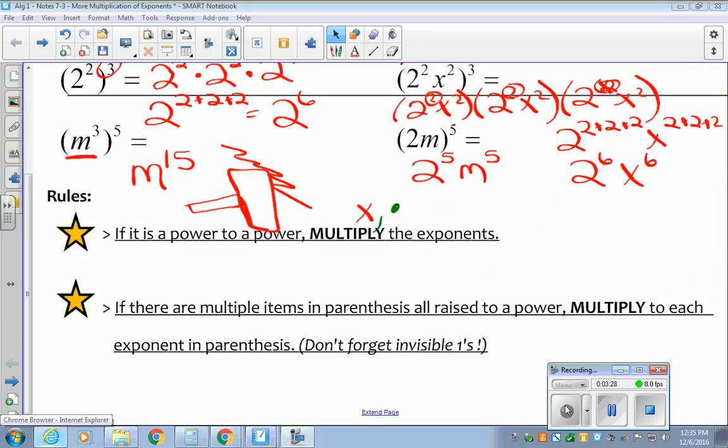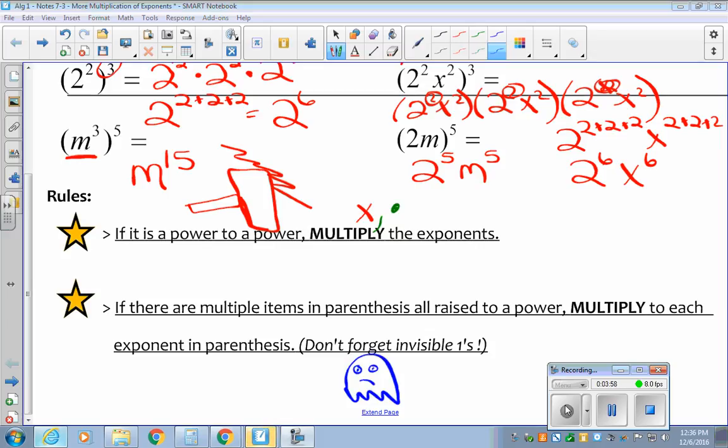On the next one, if there are multiple items in parentheses, all raised to a power, multiply to each exponent in parentheses. Don't forget invisible ones. To help us remember not to forget invisible ones, I'm going to put the little Pac-Man ghost right here. You gotta color it blue. Aww, it's so sad. Should we make him mad? We'll make him a mean one. Don't forget these are the little ghosts, the invisible ones.